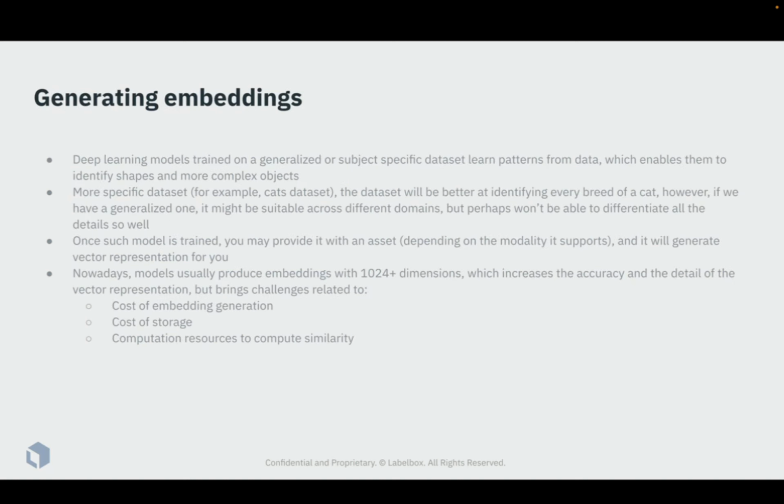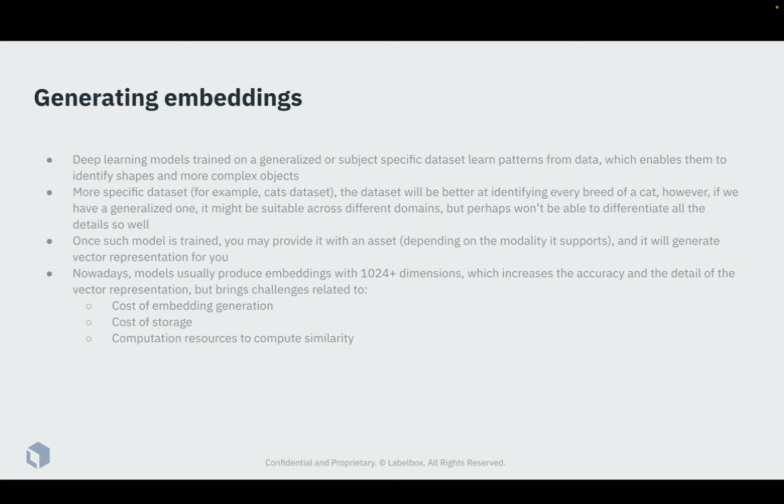And lastly, let's briefly talk a little bit more about generating embeddings. Deep learning models trained on a generalized or subject-specific dataset learn patterns from data, which enables them to identify shapes and more complex objects. Depending on whether your model was trained on a specific dataset or a more generalized dataset, you will be provided with different types of capabilities.